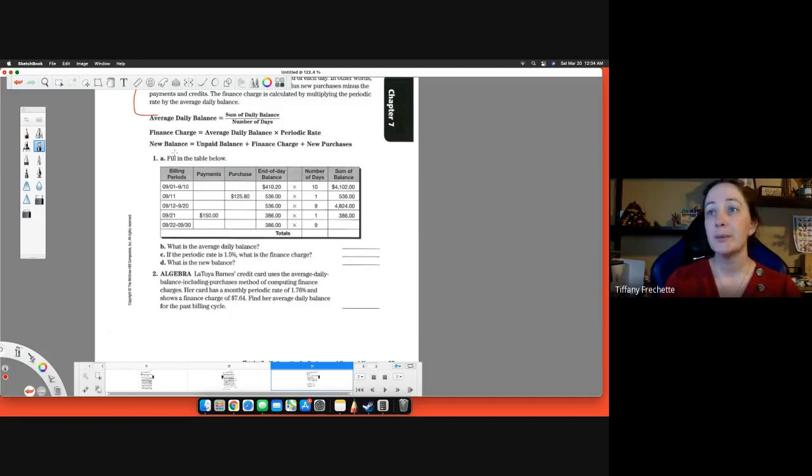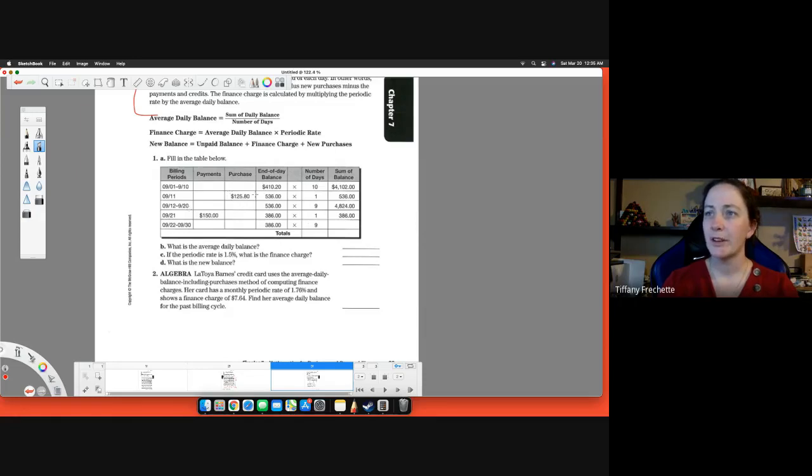So we're going to fill in the table for part A. And here they go. Here's the billing periods. And here's payments. Here's purchases. End of day balance. And then times number of days. This is how many days this balance stayed there. And then $536 was a balance for 1 day. $536 again for 9 more days.